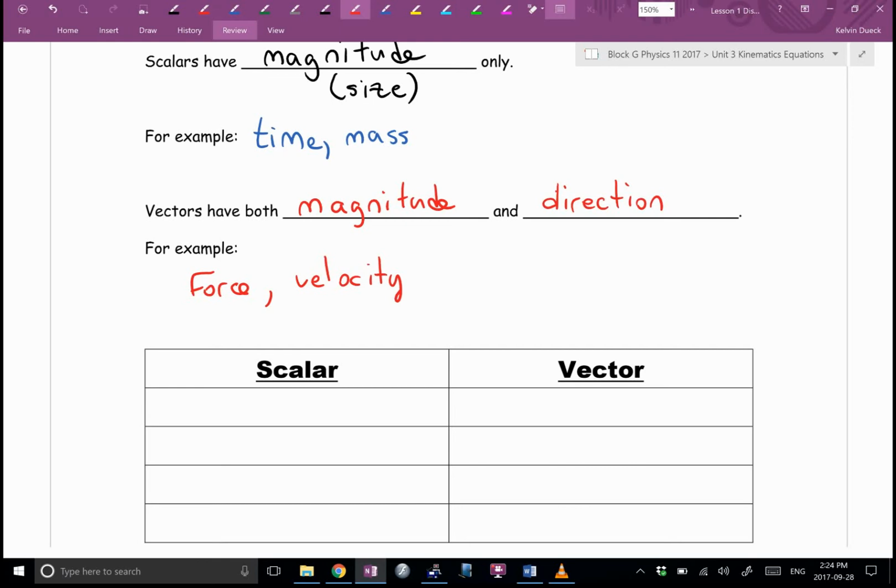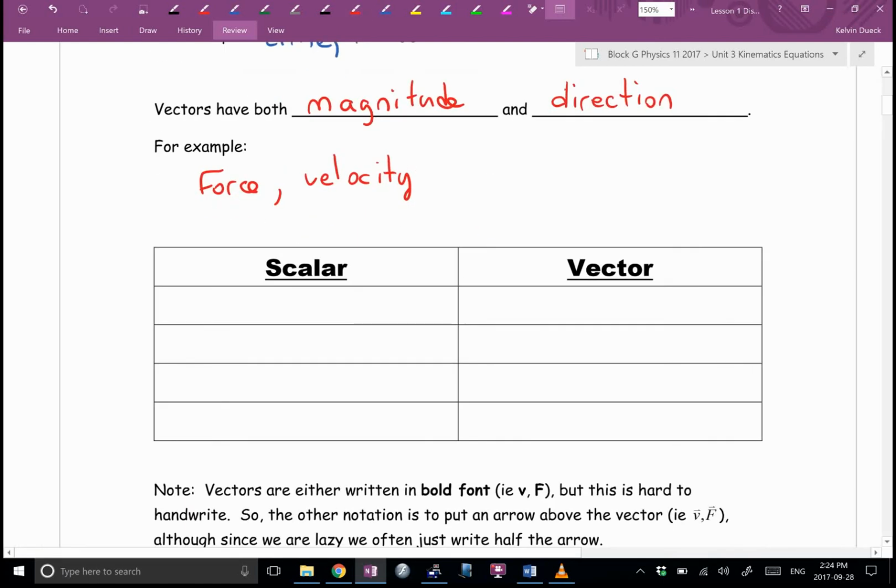Everything that I show you, both this year and next, is either going to be a scalar or a vector. So we're going to list a few here. In fact, we're going to list the ones that we're going to be running into an awful lot this year. Sometimes they come in pairs. So I already told you that velocity is a vector.